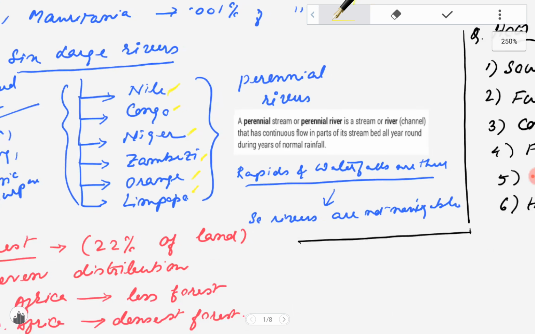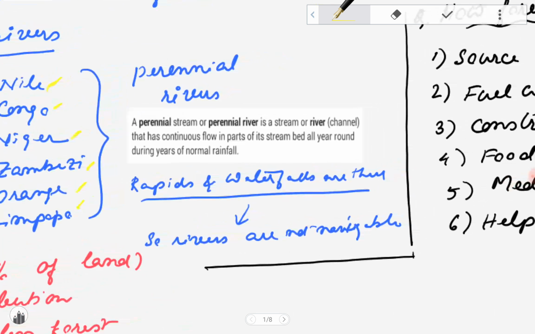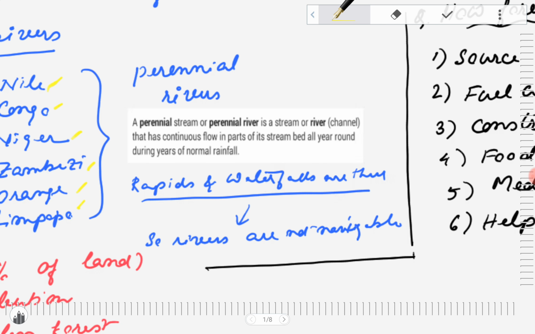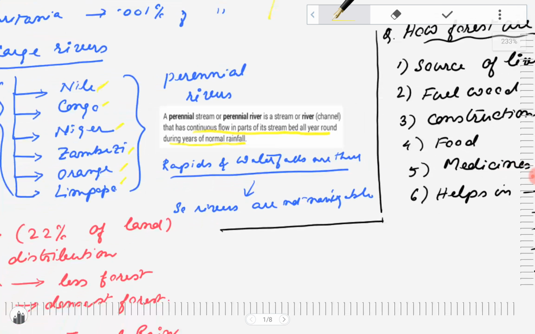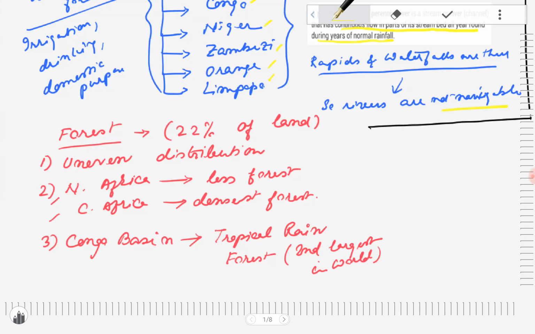There are some perennial streams. This is the perennial stream or perennial river. And do you know what a perennial river is? It is a stream or river channel with continuous flow in parts of its stream bed all year round during years of rainfall. So these are the perennial rivers. These rivers are not navigable as there are rapids and waterfalls all along the north of the river.